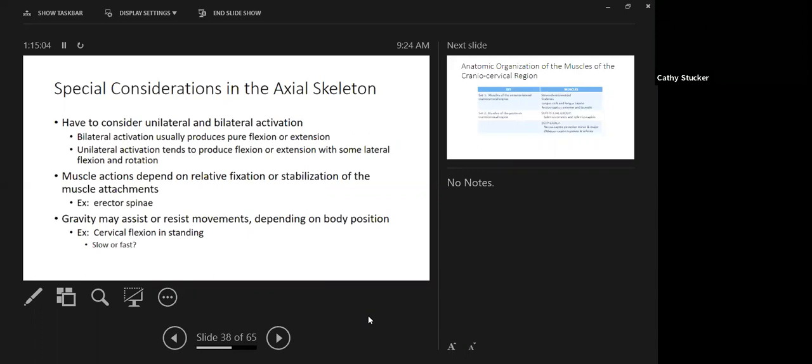When we look at the muscle activation in the axial skeleton, we have to think, is one side being activated or both? So is it unilateral or bilateral? Their motion and their activation are going to be different.